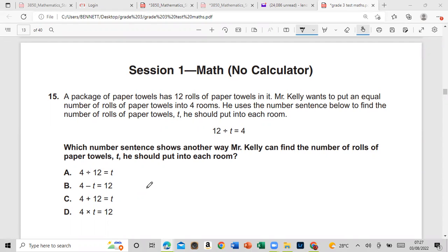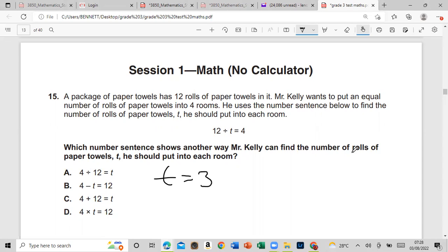All right. So it says a package of paper towels has 12 rows of paper towels in it. Mr. Kelly wants to put an equal number of rows of paper towels into 4 rooms. He uses the number sentence below to find the number of rows of paper towels T he should put in the room. So it's 12 divided by T is equal to 4. So that means T would be equal to... What number divided into 12 gives us 4? And that would be 3. So T is equal to 3.